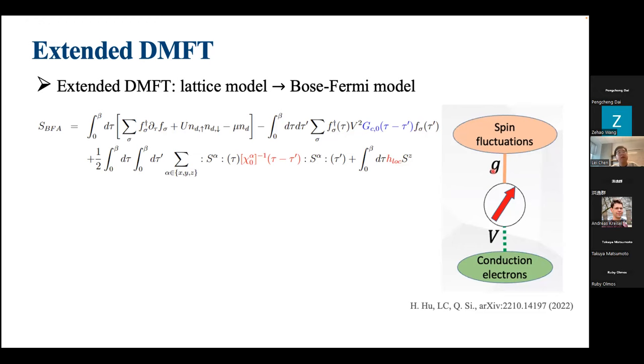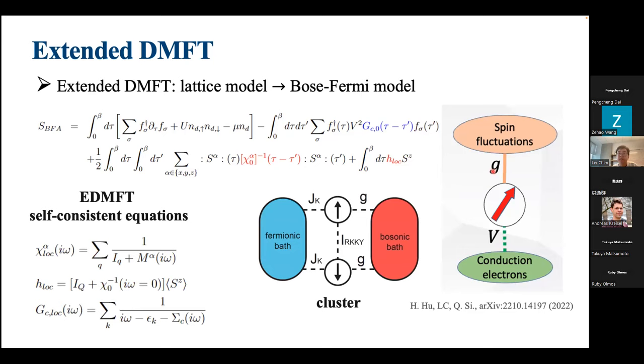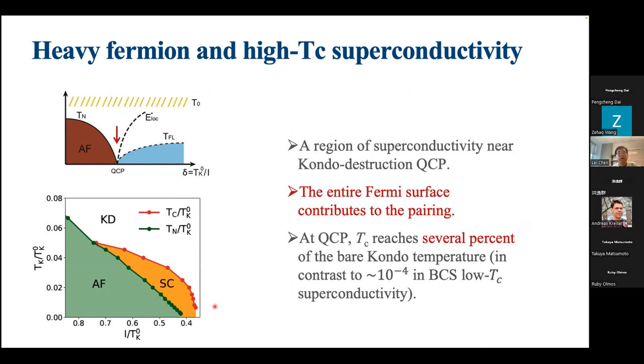In order to study the superconductivity, you need a cluster version of this extended dynamical mean field theory. And here is the phase diagram we obtained. We observe a large regime of superconductivity near the Kondo destruction quantum critical point. An important thing is that the entire Fermi surface is going to contribute to the pairing. And at the quantum critical point, the transition temperature reaches several percent of the Weiss-Kondo temperature, which is much higher than conventional BCS type superconductivity. Therefore, it can be regarded as high temperature superconductivity.